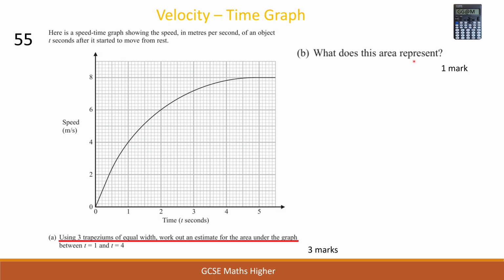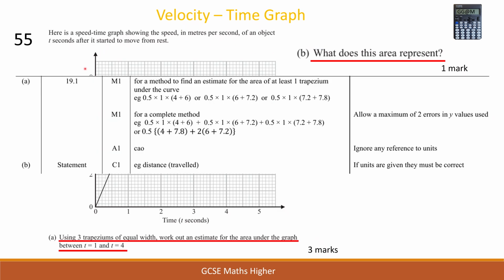Fantastic work. So hopefully you've looked at the keywords, and the answer was 19.1 for the area. So you've got two method marks here and an answer mark. The CAO means correct answer only, and here you've got to say that it's the distance travelled, so you've got to use a word or sentence to explain it's the distance travelled or how far you've gone, and that will give you your communication mark there.